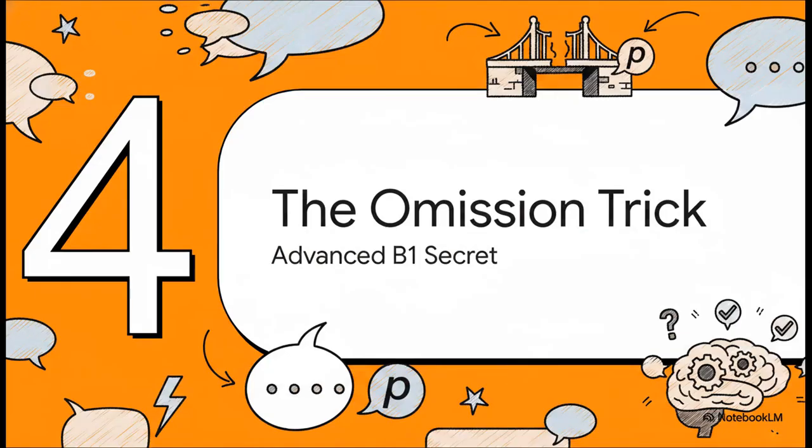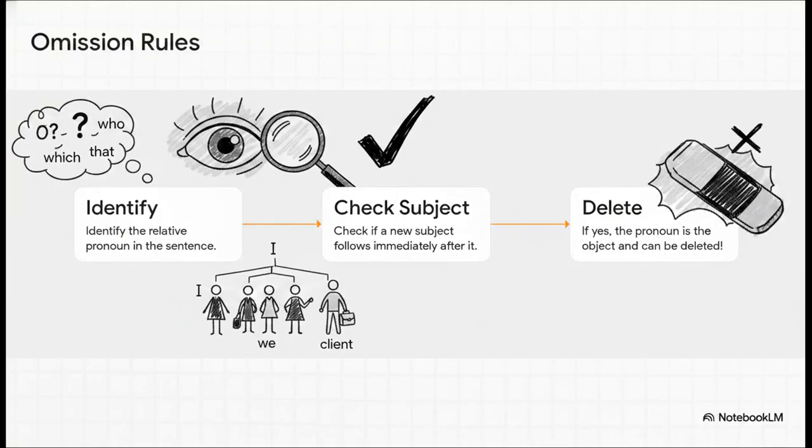Now for section 4, the omission trick. This is the advanced B1 secret. All right, we have reached the absolute gold mine for sounding like a native speaker. This is the advanced rule of pronoun omission. Native speakers drop these pronouns all the time, and knowing when you're allowed to do it is a massive milestone in your language learning journey.